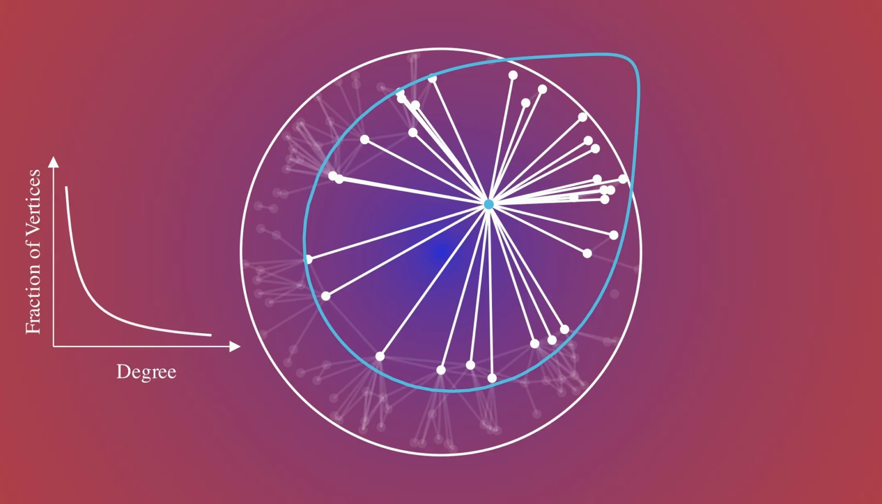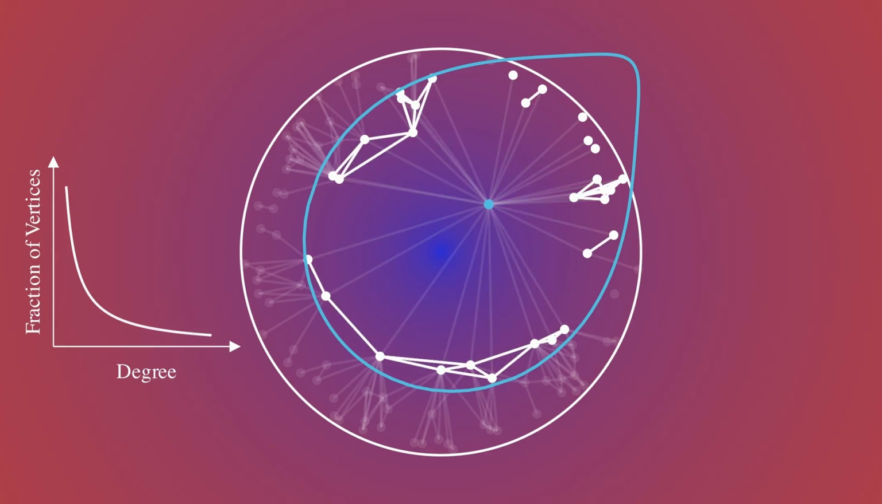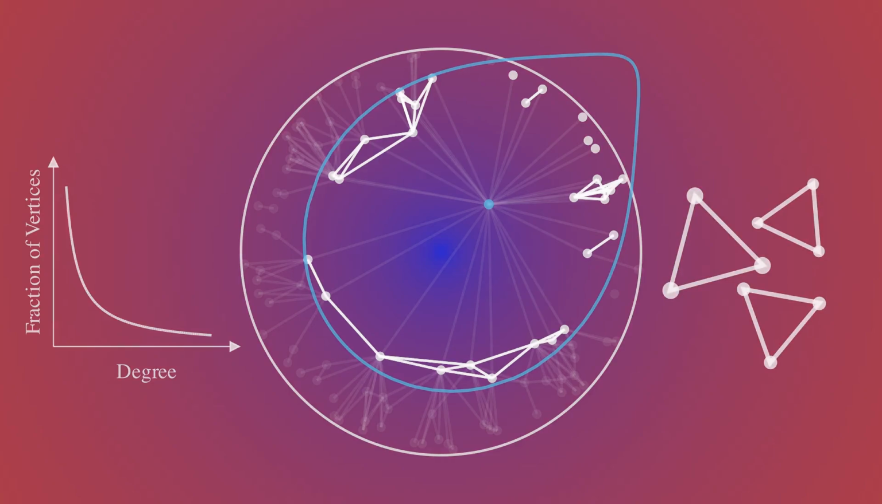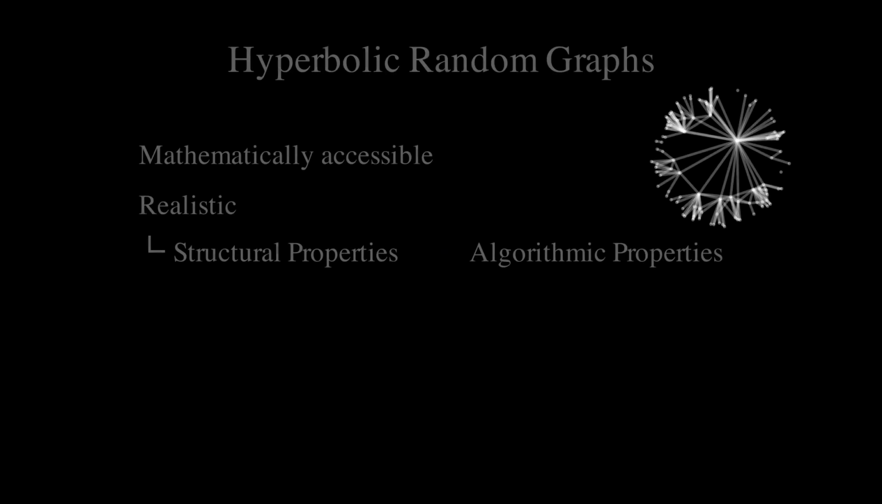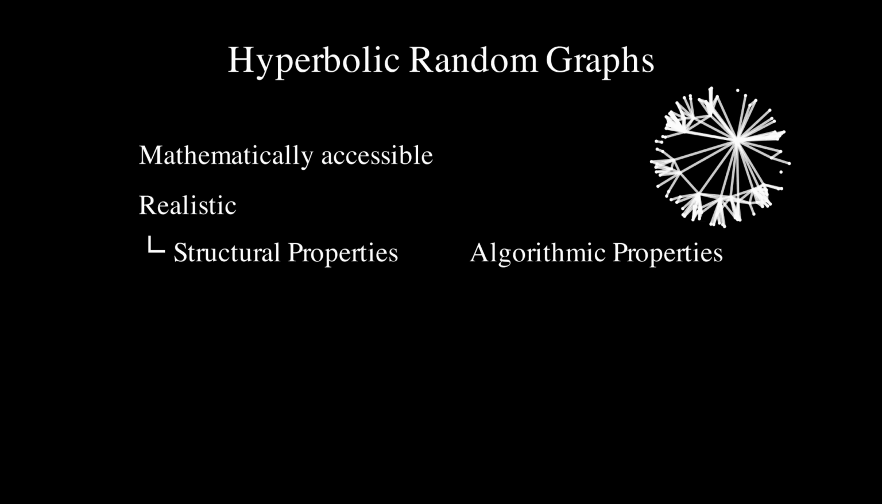Moreover, the nodes that lie within a neighborhood disk of a node are typically also close to each other, meaning we find lots of edges among these nodes, and together with the blue node, they form lots of triangles. So we have just seen that hyperbolic random graphs nicely mimic real-world networks in terms of degree distribution and clustering.